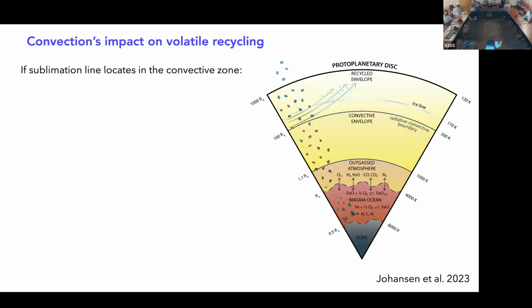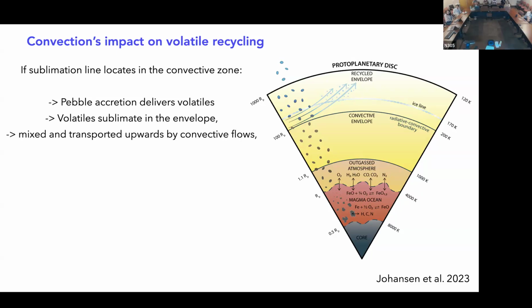And this can be very interesting, particularly because convection can also impact the volatile recycling in the envelope. Imagine you have this thermal structure of the envelope, and you have a convective envelope here, where you typically have a temperature range between 200K and 1000K. If you have some species with a sublimation line located within the envelope, then first, the pebbles will carry the volatiles inside. And as the pebbles go through the sublimation line, the volatiles will be sublimated and released in the envelope.